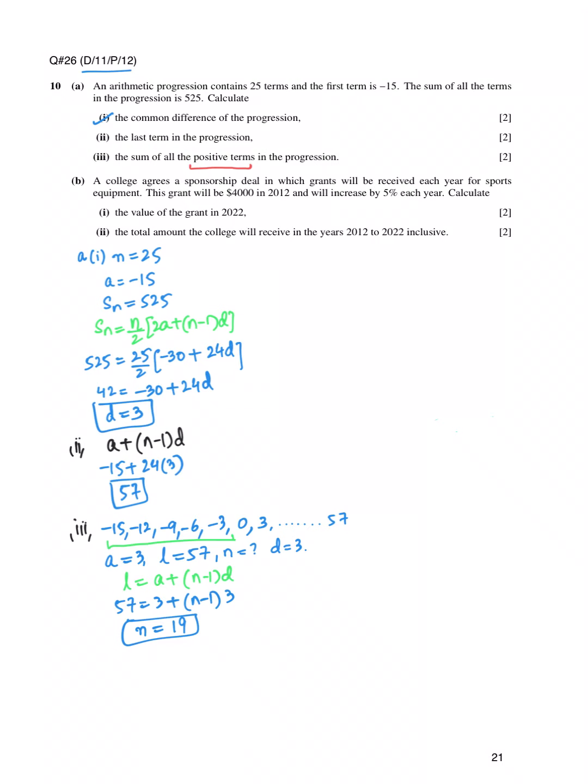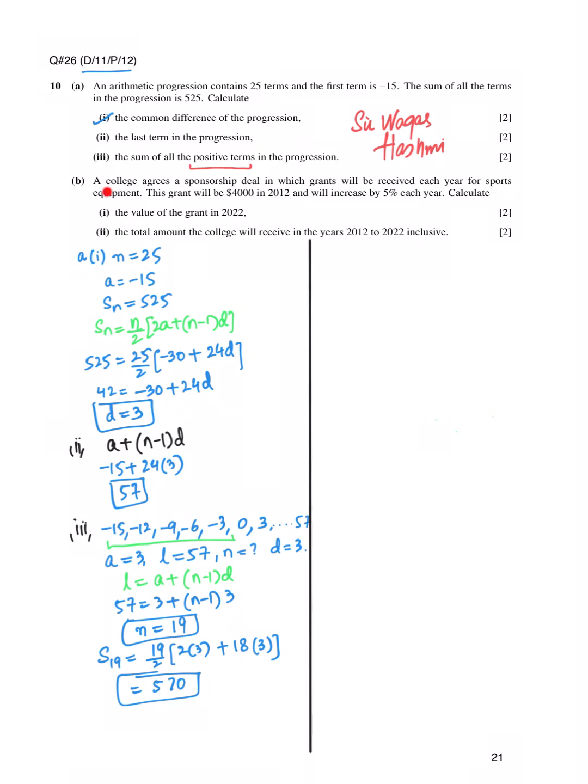Now we need to find out the sum of 19 terms. So S19 is equal to 19 divided by 2, times 2a plus 19 minus 1, 18 times d, which is 3. So after solving it, you will get the sum is equal to 570, and that is your answer.